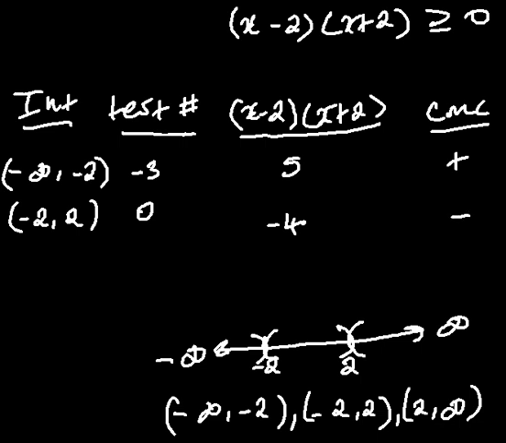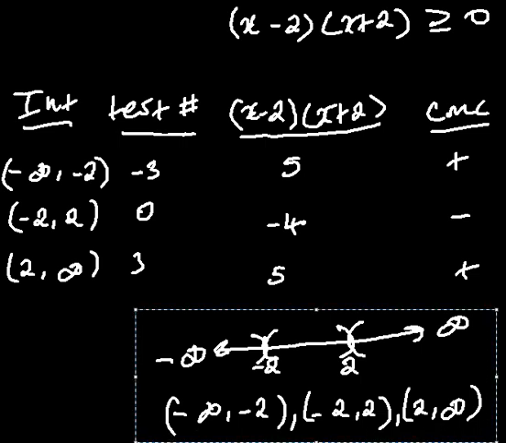In the next interval, we have 2 to positive infinity. Which value should we select? Let's choose 3, which is in the interval. Here 3 gives positive 1, and 3 here gives 5. So 1 times 5 is 5, and since it is a positive number, we have the positive conclusion there. So keep that in mind.